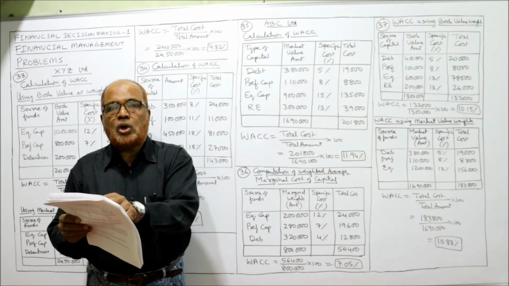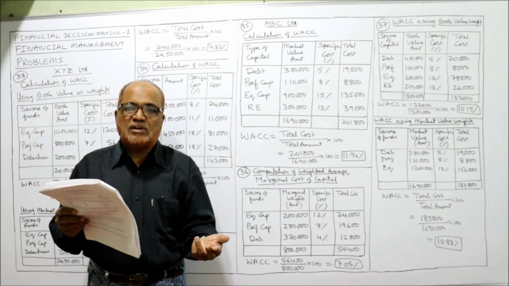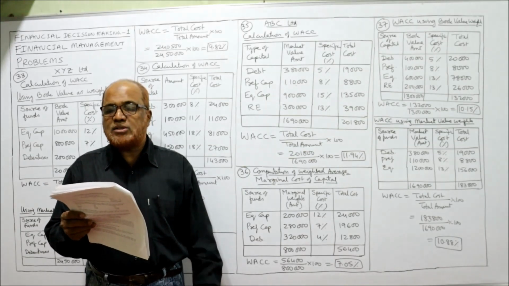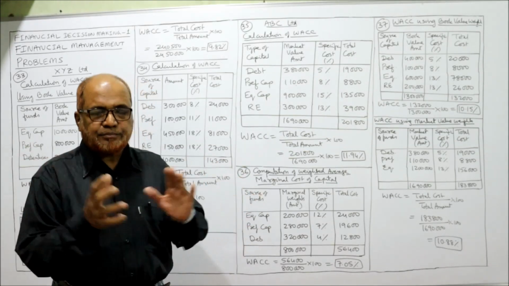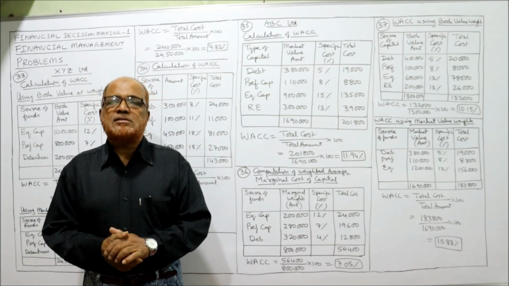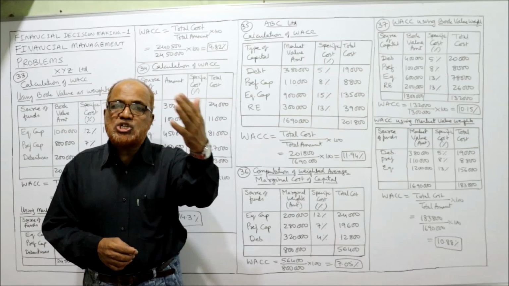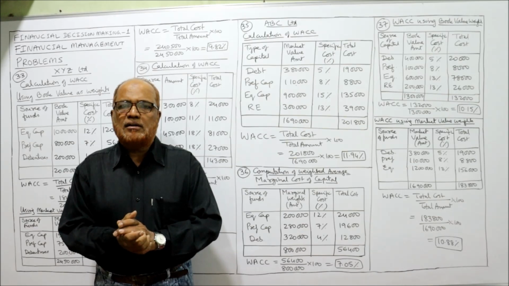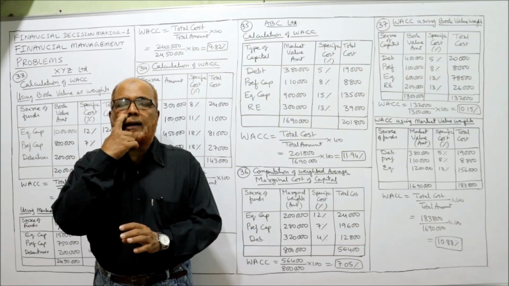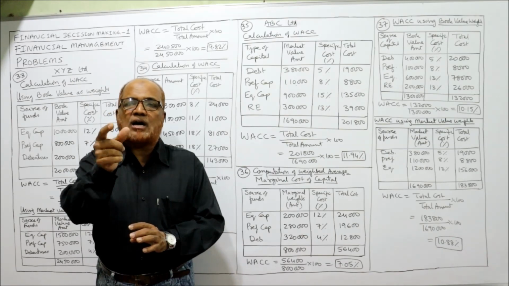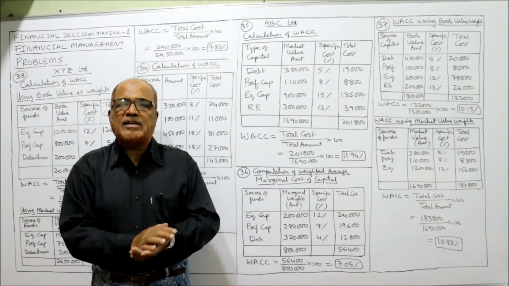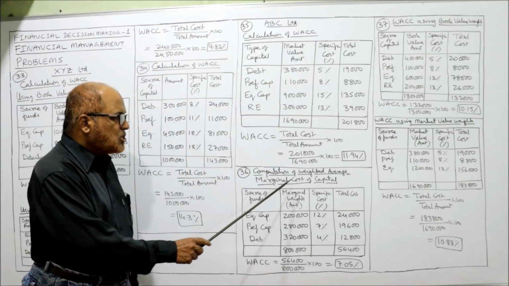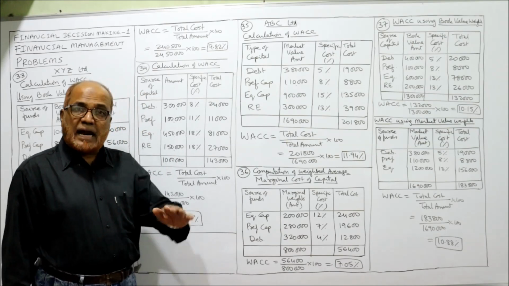Assuming specific costs do not change, whatever specific cost is given on the last page will not change. Compute weighted average marginal cost of capital. Marginal cost of capital means the cost of capital for additional funds required, not the existing. Leave the existing, we don't require existing. Additional funds required are 8 lakh. Out of 8 lakh, 25% is equity, 35% preference and 40% debentures. Computation of weighted average marginal cost of capital means additional.